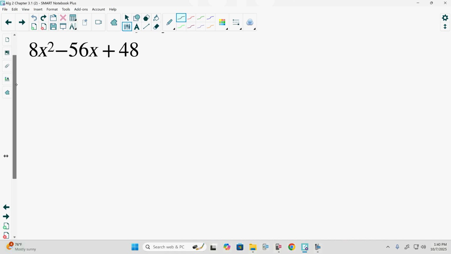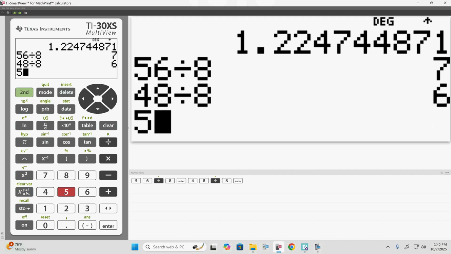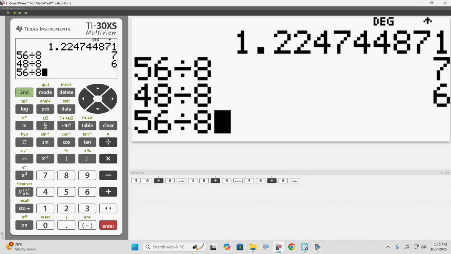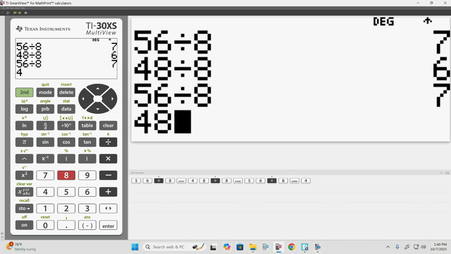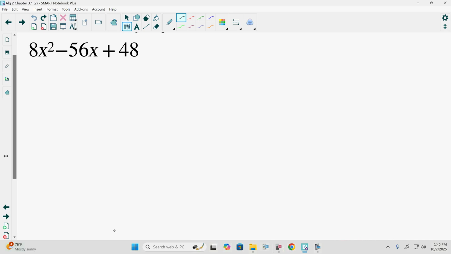4 will go into it. Because 4 or 8, we can try 8, because we have to make sure 56 is divisible by 8. 7. 48 is also divisible by 8. It is 6. So 8 does divide into all three.